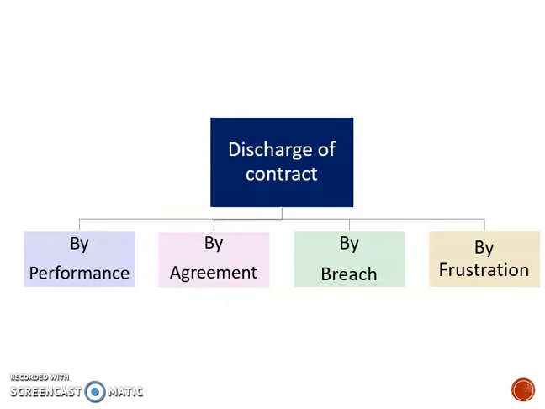This diagram shows the four methods of discharging a contract: by performance, by agreement, by breach, and by frustration. We're going to look at each one of these in turn, starting with performance.